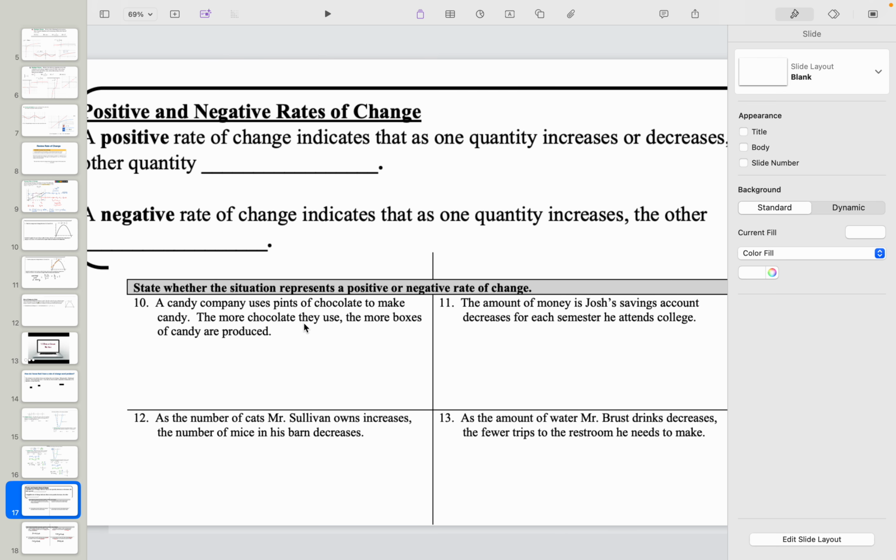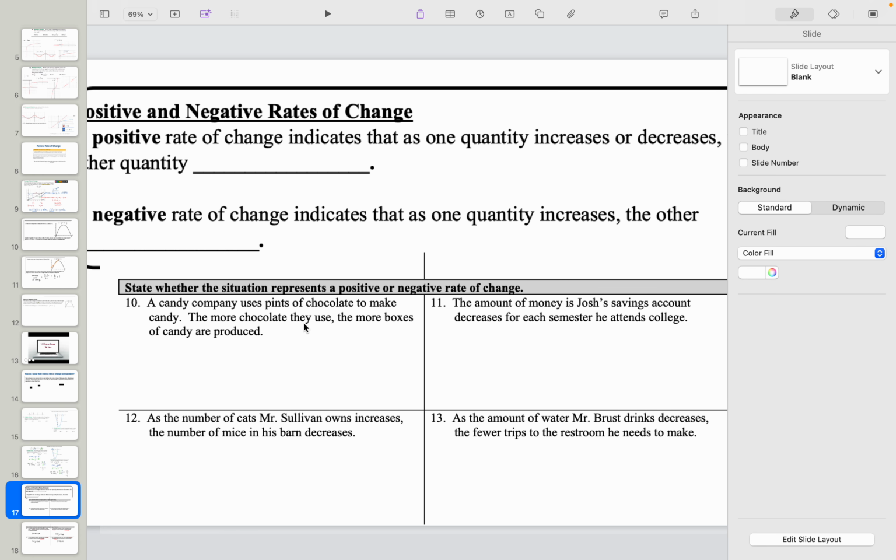So pause the video now, read these 4 questions. State whether we have a positive or a negative rate of change going on. And then this is it. When you're done with this, we check, and you're done with the video. So write it in one color, pause the video, then check it in another color.